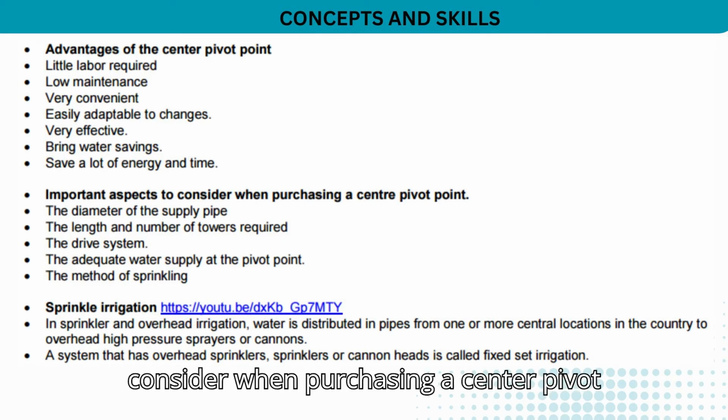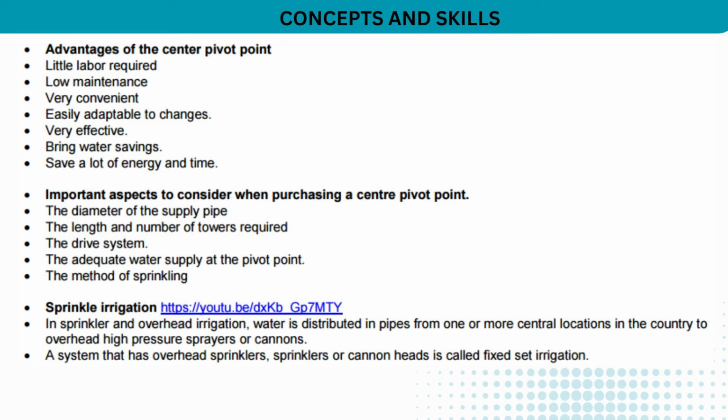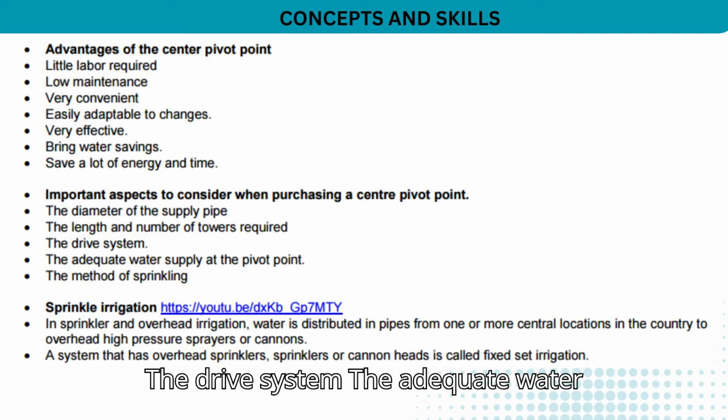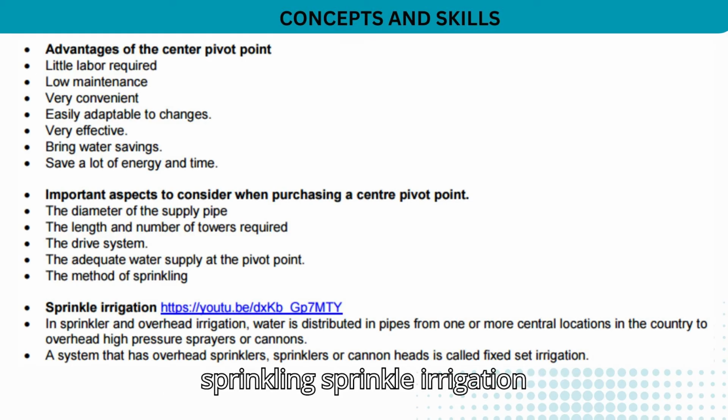Important aspects to consider when purchasing a center pivot point: the diameter of the supply pipe, the length and number of towers required, the drive system, the adequate water supply at the pivot point, and the method of sprinkling. Sprinkle irrigation.